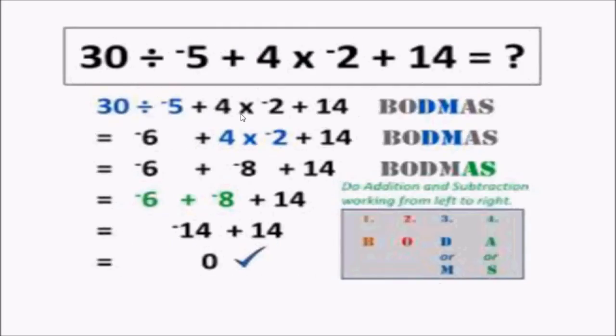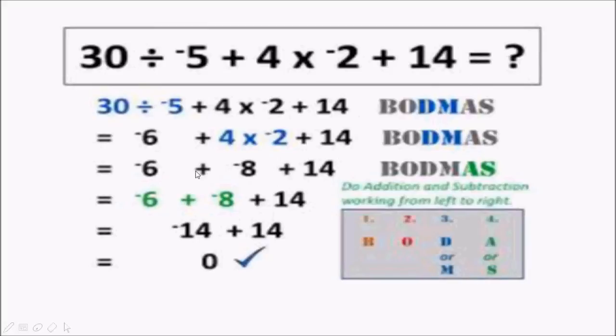I have a small example here for you. When it comes to BODMAS, the first thing to do: we don't have any brackets here and we don't have any of, that means order. We have division here, so we start with division. 30 divided by minus 5 comes as minus 6. So I have started with division. Next comes, there is no more division here, so next comes multiplication, the M in BODMAS.